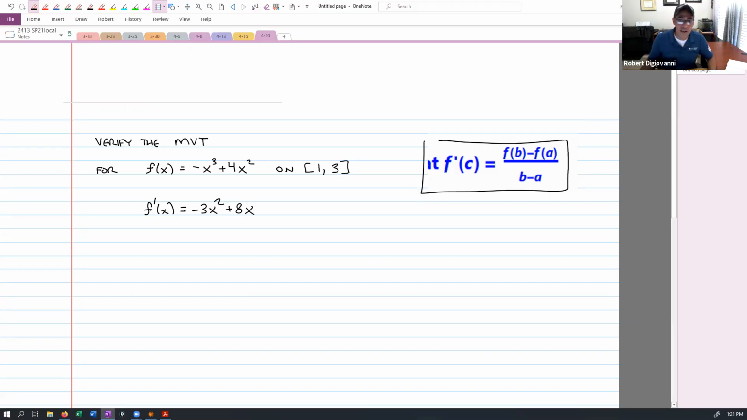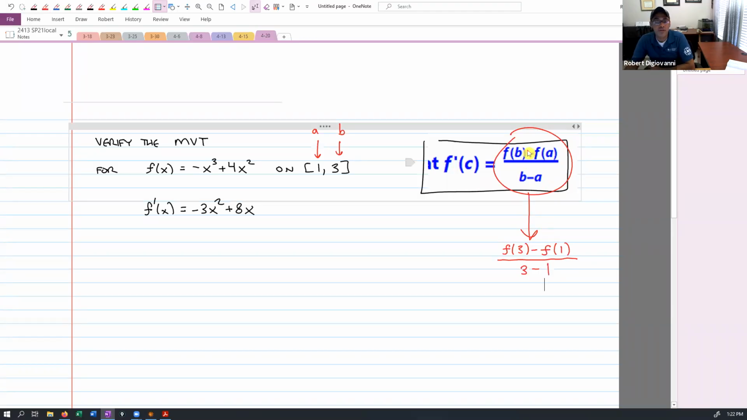Now, I'm not setting that equal to 0. What I'm doing is trying to figure out if there's a number that I can plug into this that will make it equal to this. This part we have to go figure out. That's the black line that connected the two endpoints. In the problem, this is A and this is B. These are our two endpoints. So I need to know what f of B, f of 3, minus f of A, f of 1, over B, 3, minus A, 1 is.